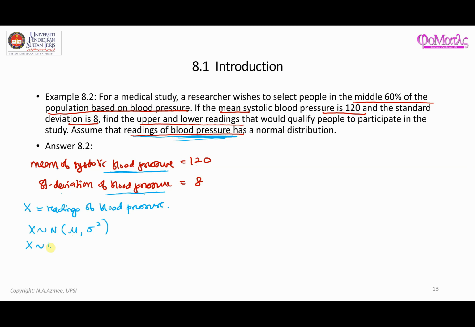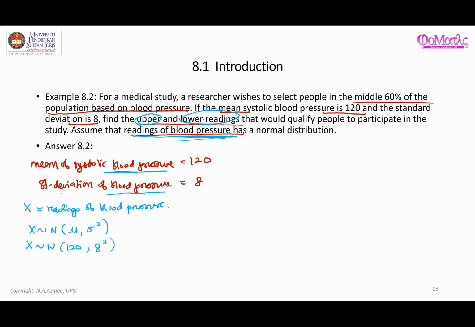Based on this, we can substitute what is mu. Mu is 120. Variance is, you have to square this value because this is standard deviation. So variance is 8 squared. Right. Now, the question is asking you to find the upper and lower readings that would qualify people to participate in the study. So that means the lower value of x and the upper value of x.